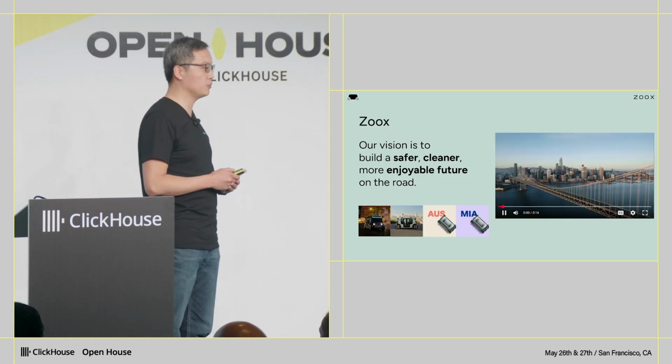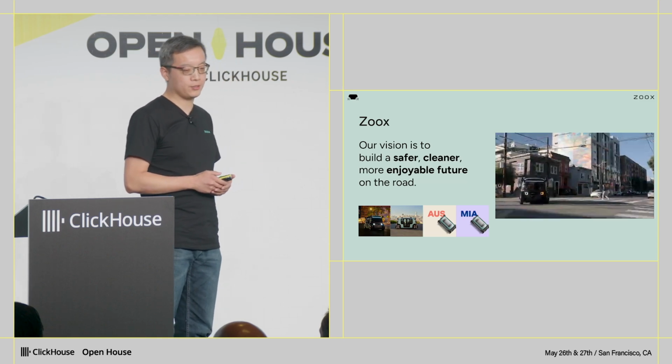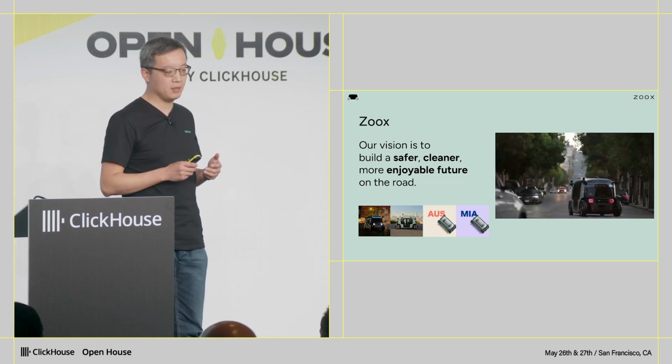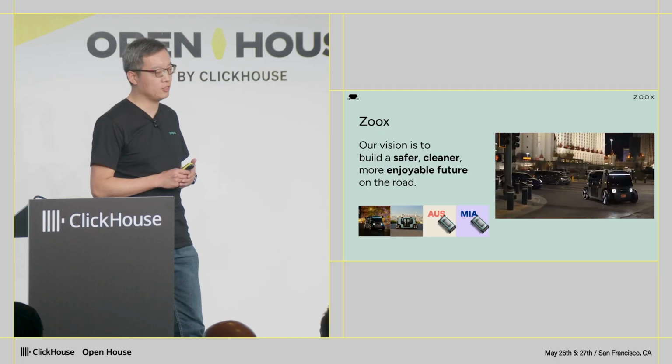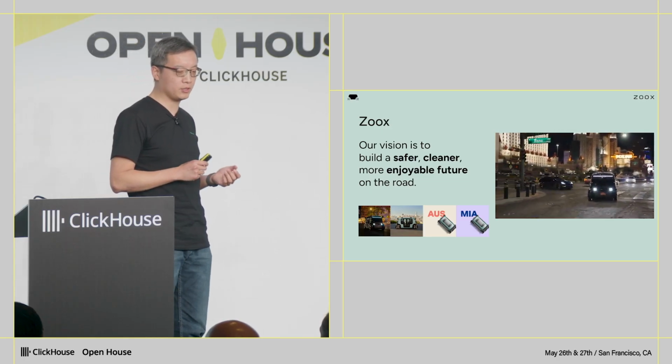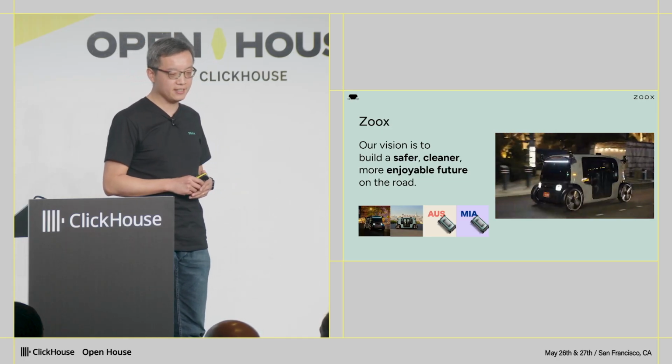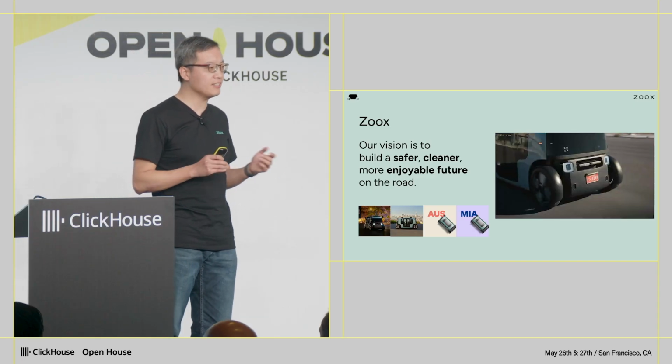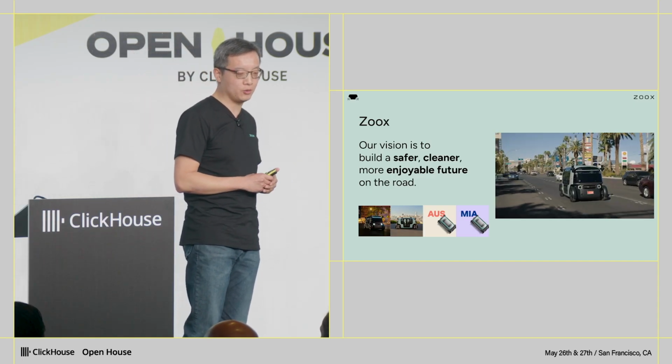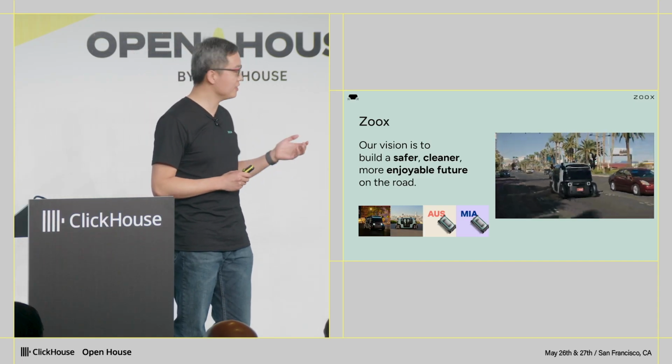First of all, about Zoox. Zoox's vision is to build a safer, cleaner, more enjoyable future on the road. With a purpose-built autonomous robotaxi, we are live in San Francisco and Las Vegas, and coming soon in Austin and Miami. You can see the nice video here.